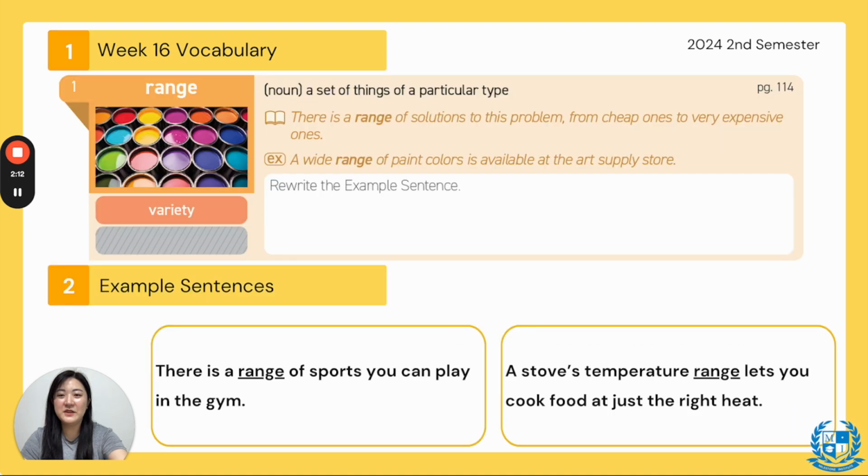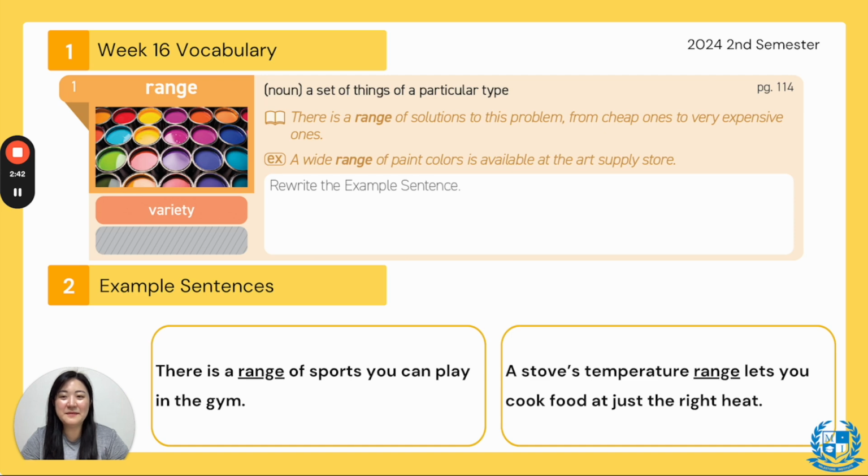So, if you don't already, please go and grab your vocabulary workbook. Go get it. C2 Vocab, and turn to week 16, which is on page 132. Everybody go to page 132. Good. I'll have you do a lot of repeating after me, so make sure that you read with me and repeat. Everyone say range.